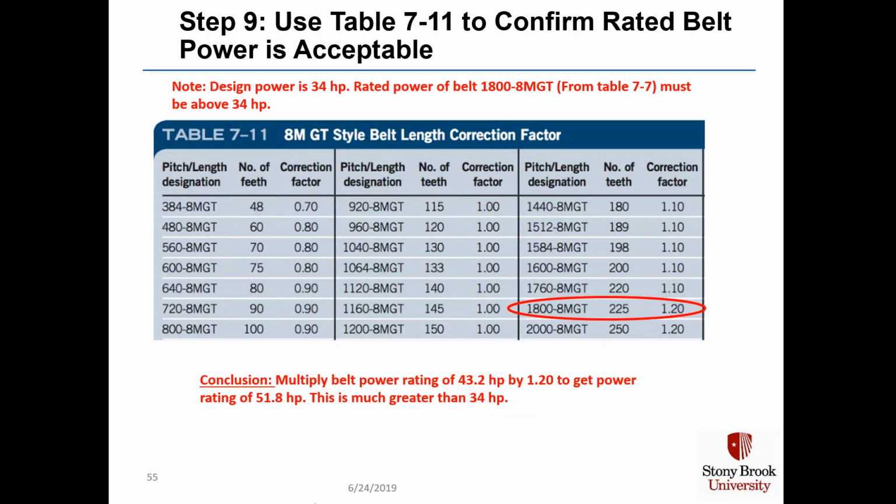We then use table 7-11 to confirm the rated belt power being acceptable. In this case, our design power is 34 horsepower, and the rated power of the belt must be above 34 horsepower. Well, if we multiply our belt power rating of 43.2 horsepower by 1.2, we get a power rating of 51.8 horsepower, which is much greater than the 34 horsepower, hence our belt is again acceptable.